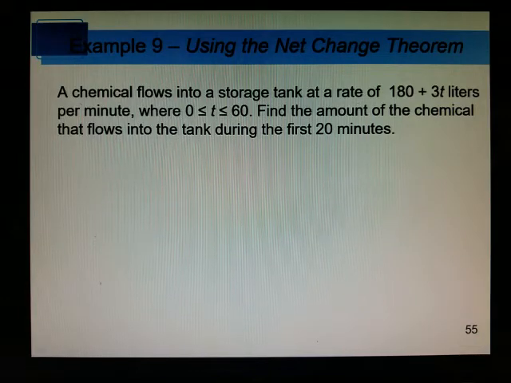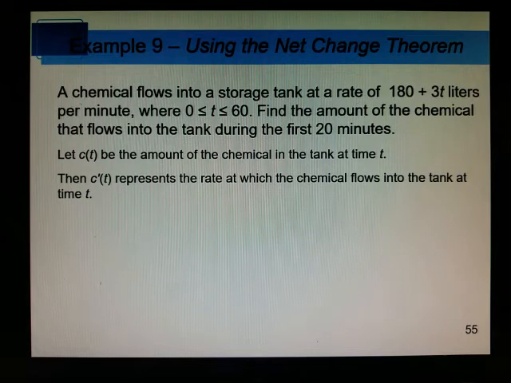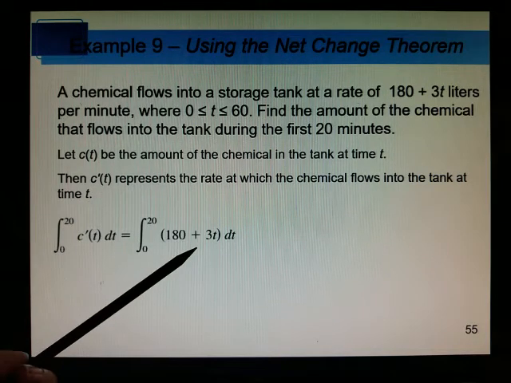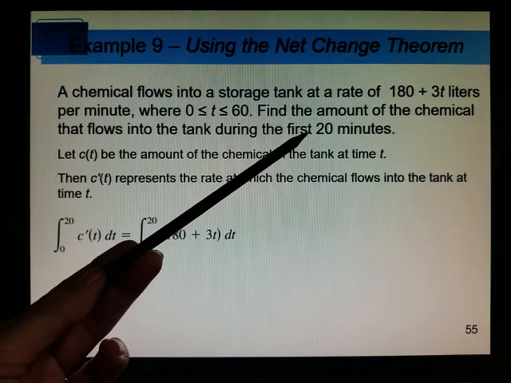Not sure if this is seconds or minutes. Oh, it's in minutes. Find the amount of the chemical that flows into the tank during the first 20 minutes. So we're going to let C of t be the amount of chemical in the tank at a time t. The derivative represents the rate at which the chemical flows in. So the derivative was 180 plus 3t. And again, I want to know how much has flowed in during the first 20 minutes.